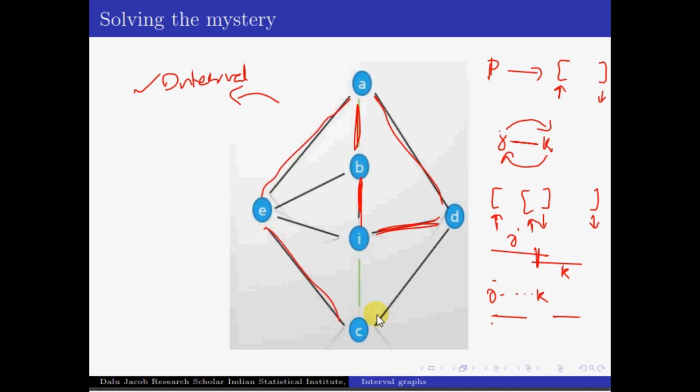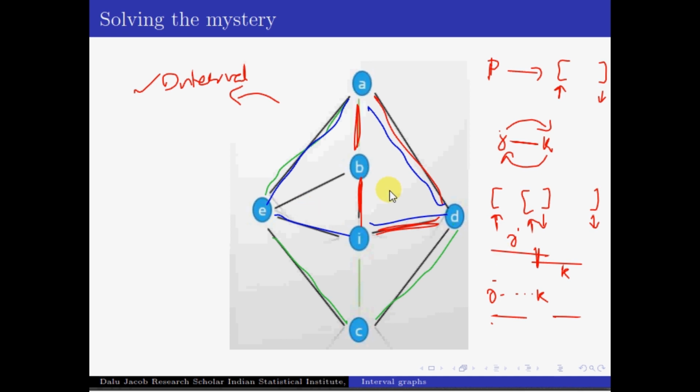Let me use a different color for that. A, E, C, D is another cycle that we can see, and similarly A, E, I, D is another cycle. So these are the cycles. Note that these are induced cycles, because the diagonal edges are not there. Similarly, the diagonal edges are not here as well. So how come, in a graph which is expected to be an interval graph, these cycles can be there? There is something fishy about it.